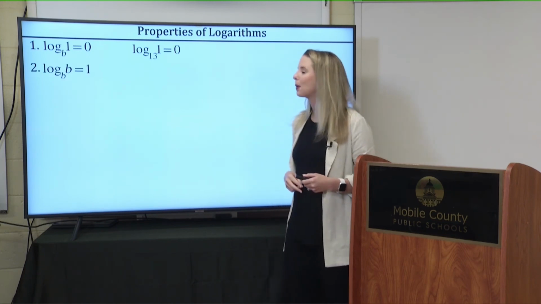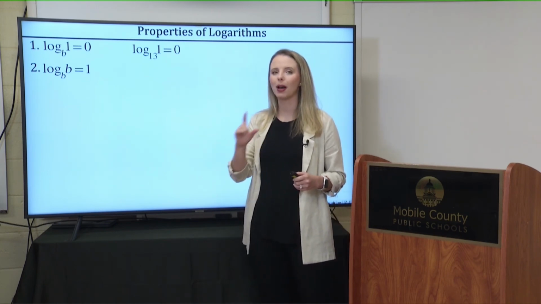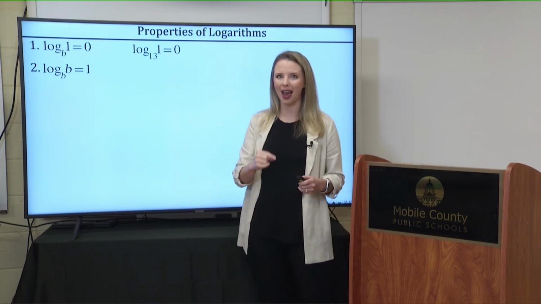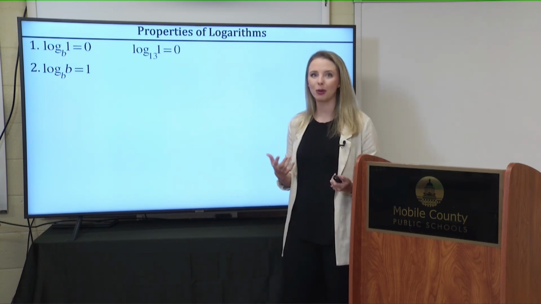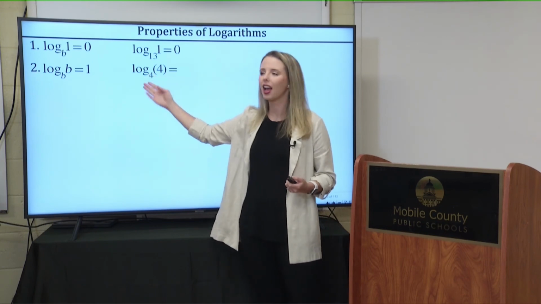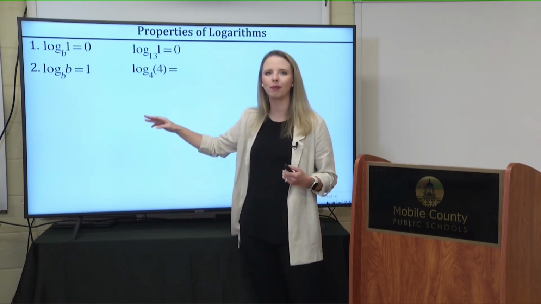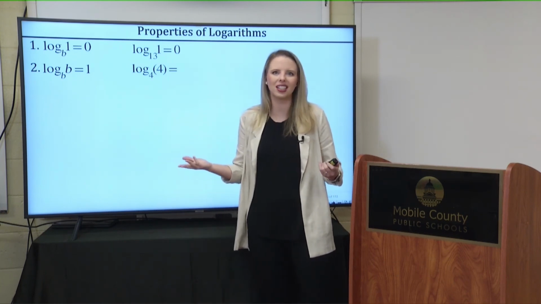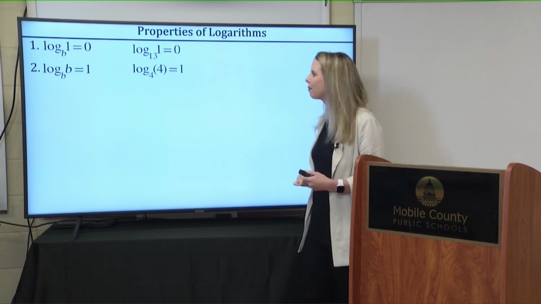Our second property is saying, if I have log base b of b, where my base and what I'm taking the log of match, then it's going to equal 1. So an example of what you would see in a problem would be something like maybe log base 4 of 4. What do I need to raise 4 to in order to equal 4? 1, right? I just need to raise it to the first power. So that right there could simplify to 1.